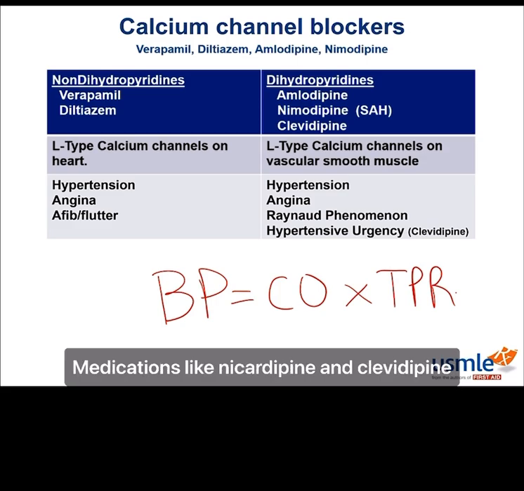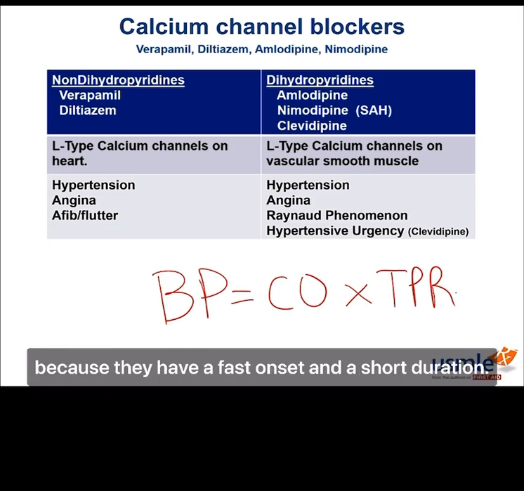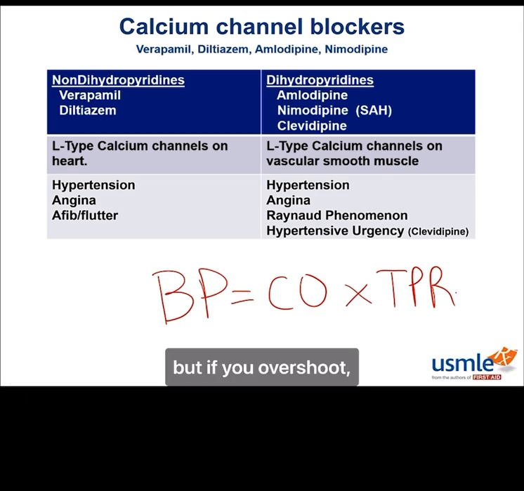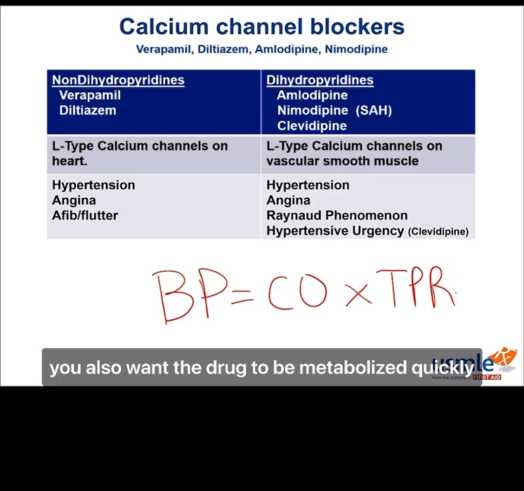Medications like nicardipine and clevidipine are useful in hypertensive urgency because they have a fast onset and a short duration. You want to quickly drop these patients' blood pressures, but if you overshoot, you also want the drug to be metabolized quickly so that you can readjust your dosing regimen.